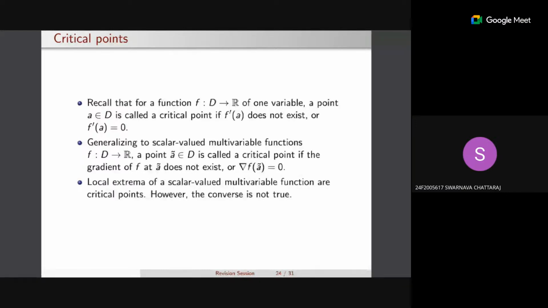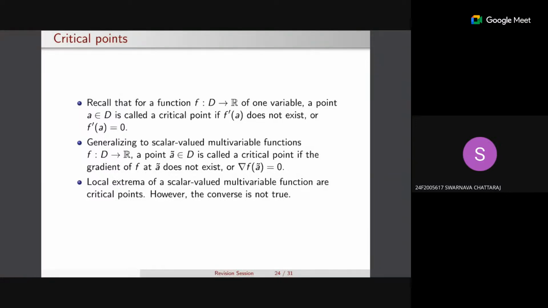Now, local extrema of scalar valued multivariable functions are critical points. The converse is not true. You have critical points which are not local extrema, as we will see. But this is why looking at places where the gradient vanishes may point us towards the analysis of minimization and maximization.